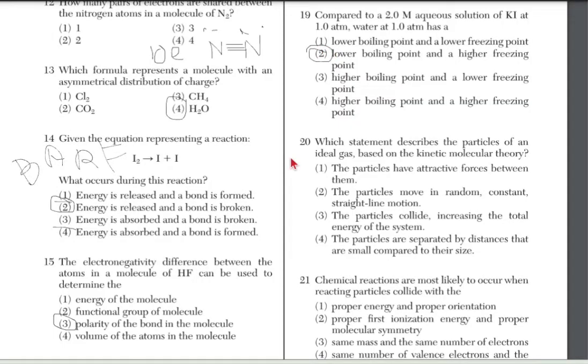Which statement describes the particles of an ideal gas based on the kinetic molecular theory? In an ideal gas, there are no attractive forces, so eliminate A. The particles move randomly. They don't collide, so eliminate 3. They're always in motion. The answer is 2, since they move in straight-line motion, colliding with the container.